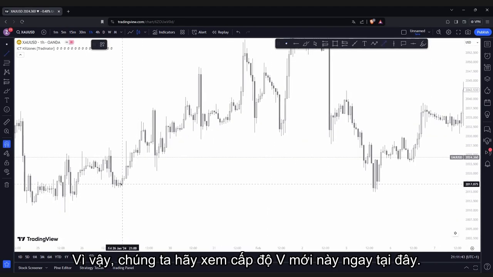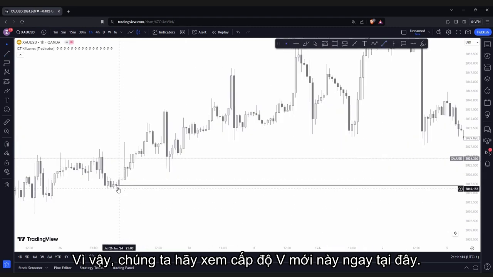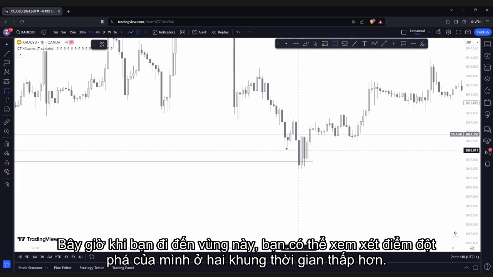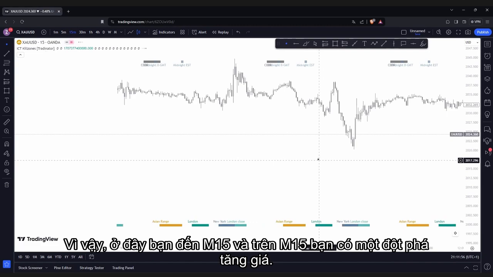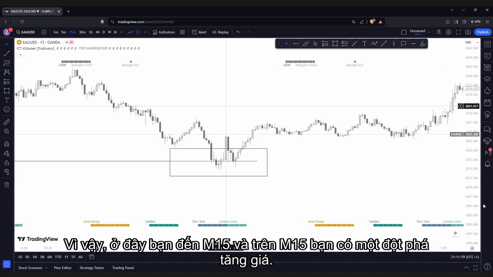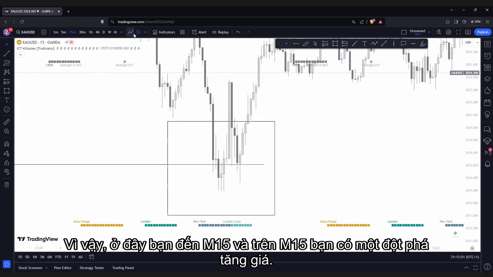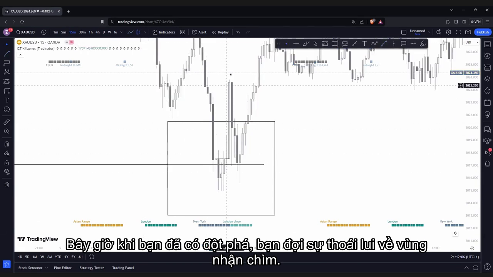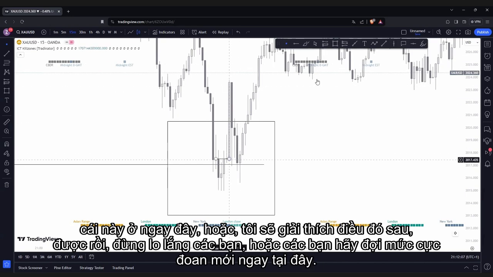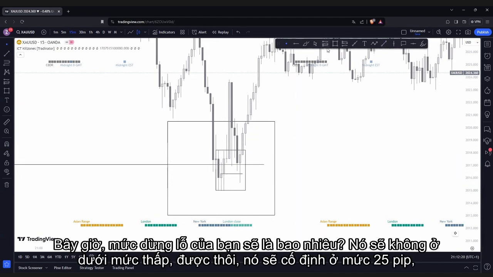Okay, so let's take a look at this fresh level right here. Okay, now once you go to this zone, you can look 2 time frames lower for your breakout. So here you go to the M15, and on the M15 you have a bullish breakout. Now once you have the breakout, you wait for the pullback to the engulf zone, which is right here. Or, I'm going to explain that later, okay, don't worry guys. Or you wait for the fresh extreme level right here. Now, what's your stop loss going to be?